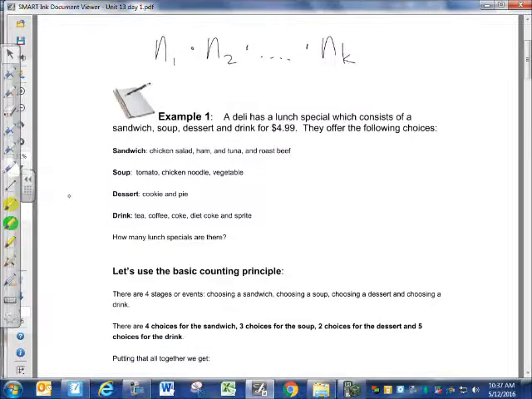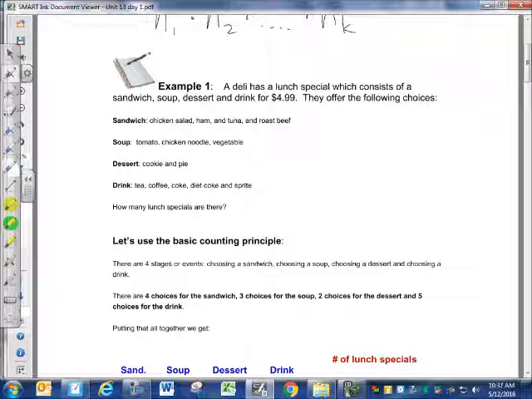Here's a great example. You've seen and done this before, just another time. We have a deli with a lunch special that consists of a sandwich, soup, dessert, and drink for $5. They offer a couple of choices for sandwiches, soups, desserts, and drinks. How many lunch specials are there total? Well, here's what you do. You use the basic counting principle.